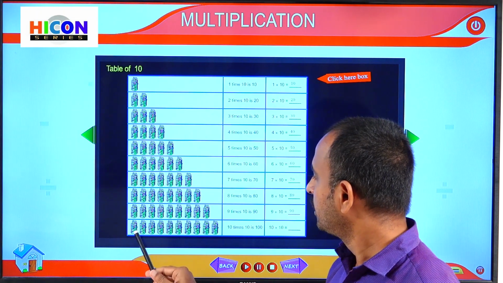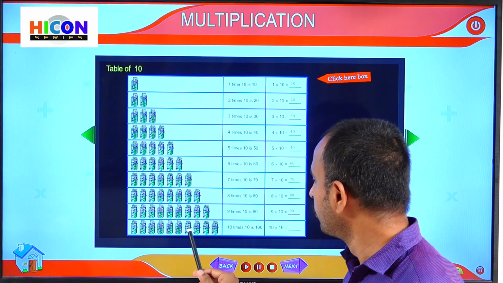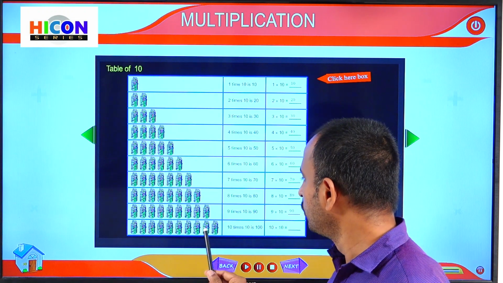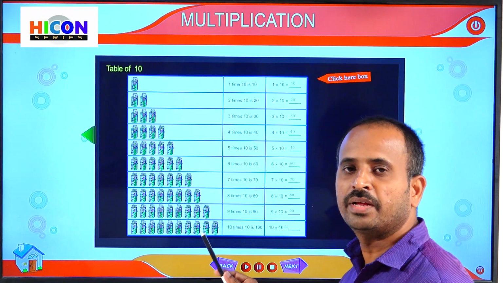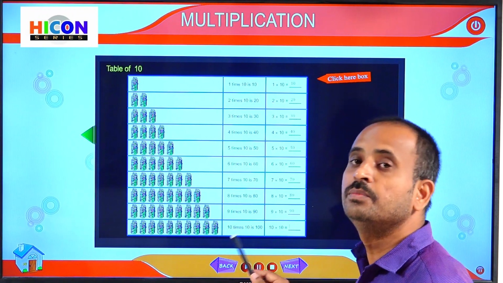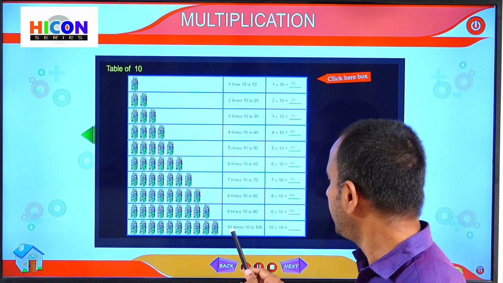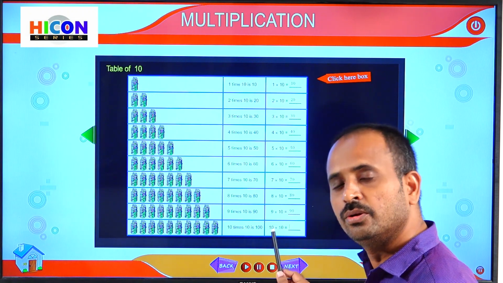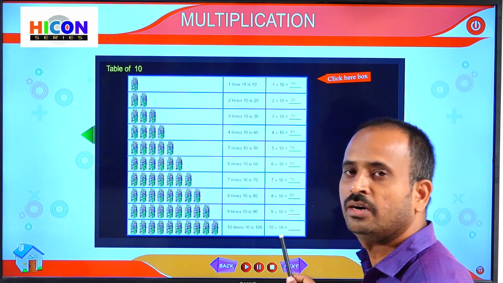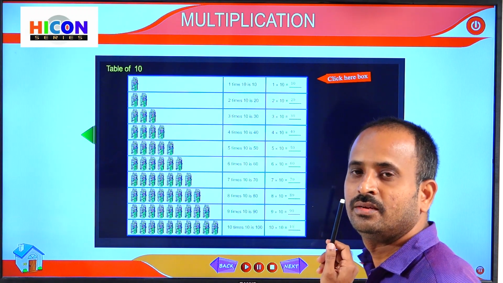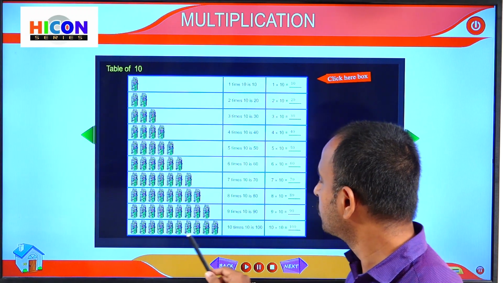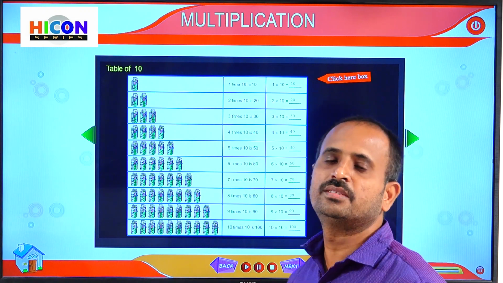See the last one. Here total there are 10 groups of pencils. Each group has 10 pencils. Total number of pencils can be obtained by doing 10 times 10. So 10 times 10 means 10 into 10. So 10 tens are, children, how much? 10 tens are 100. That means total there are 100 pencils.